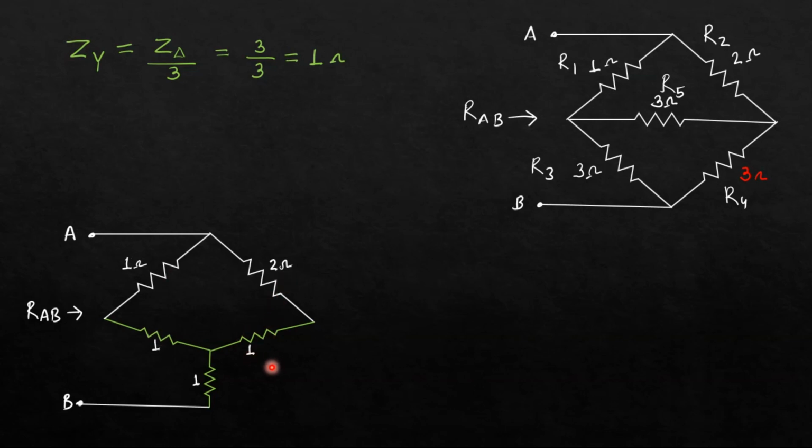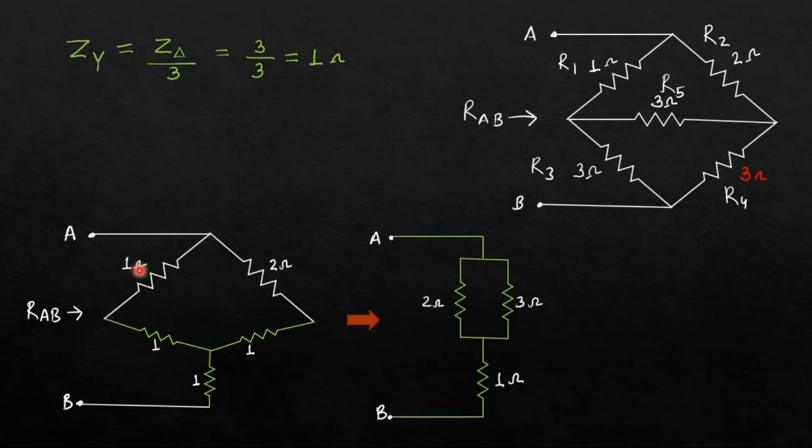Now if you further simplify this, it will come out to be 1 plus 1 is equal to 2 and 2 plus 1 is equal to 3. And this is 1 ohm here. So RAB will be equal to the parallel combination of these, 2 into 3 divided by 2 plus 1, plus this is in series, plus 1. So it will come out to be 2.2 ohms.